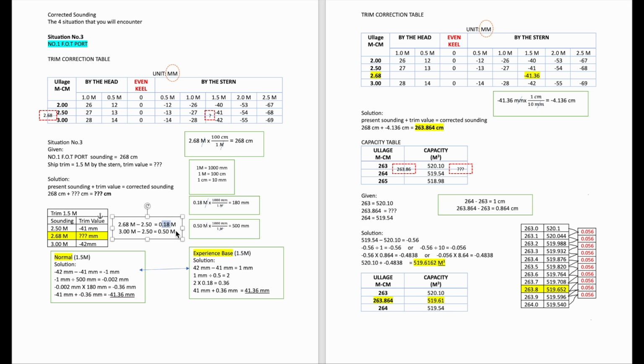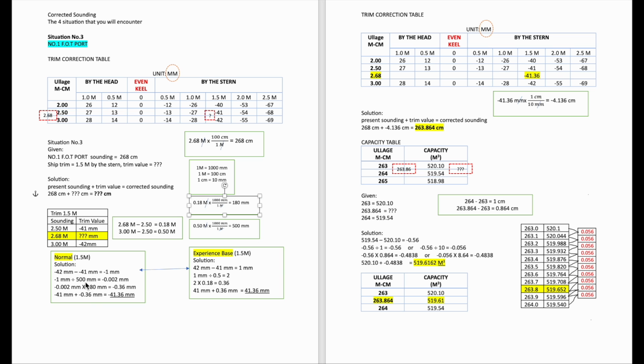In my technique for computing the corrected sounding, I always use the normal computation, and sometimes I use the experience-based one. First, we would like to explain the normal computation that I always use. Before I use this normal operation, I always convert to millimeter. But it's not necessary to convert to millimeter. In my own technique, it's good to see that all units here are millimeter, so I convert. But always take note that it's not necessary.